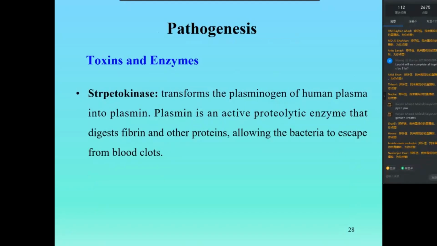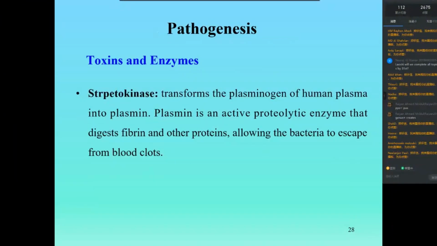They can also produce pyrogenic exotoxins. They mediate the pyrogenicity. It has been associated with scarlet fever and streptococcal toxic shock syndrome. We'll introduce later. And hemolysins. That's the toxins or enzymes which can lyse red blood cells.